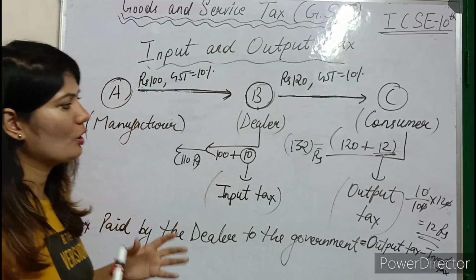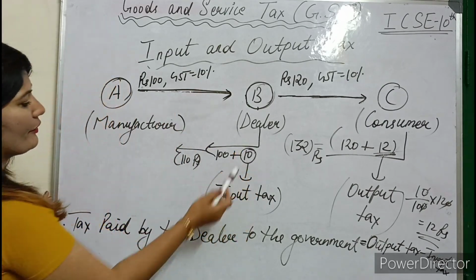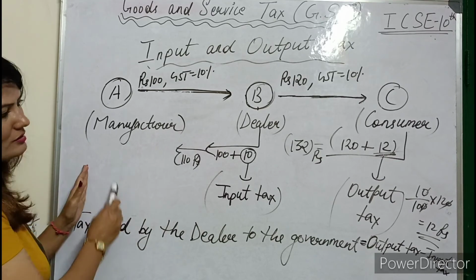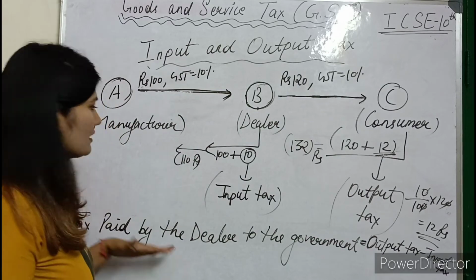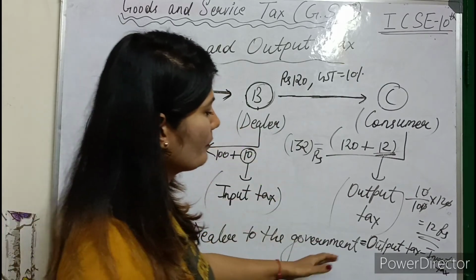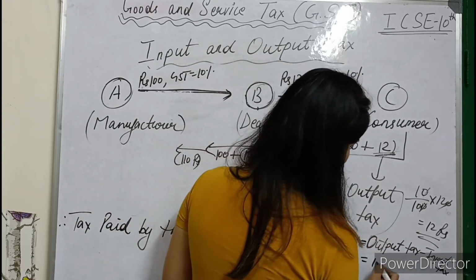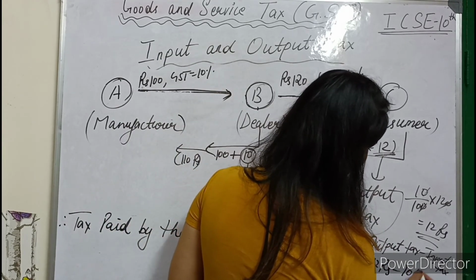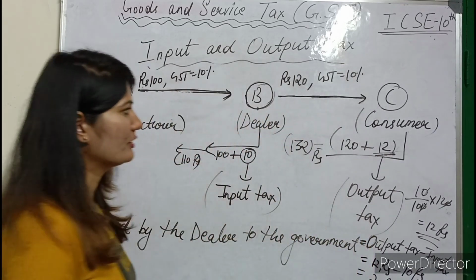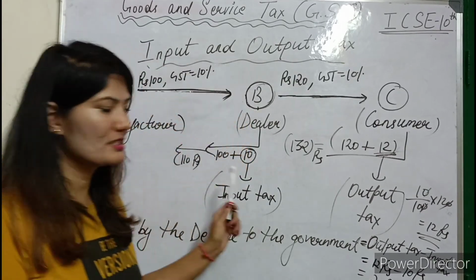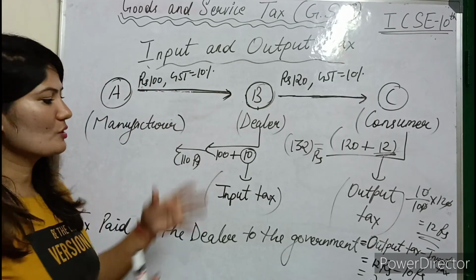Now the dealer will not pay the same amount to the government because in the initial process he has already given 10 rupees as GST to the manufacturer. So he will not pay this 12 rupees to the government. In this case the tax paid by the dealer to the government will be output tax minus input tax. So here output tax is 12 rupees minus 10 rupees, that is 2 rupees. Therefore the dealer will give 2 rupees as GST to the government. So this is about the input and the output tax. So please have a note.